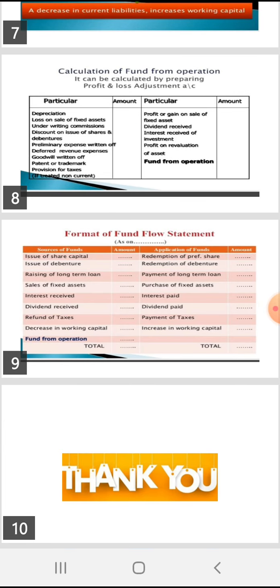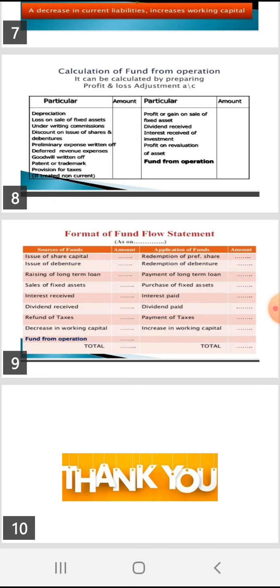Let us see the fund flow statement. Now in the fund flow statement, on one side it is written as sources of fund, and on the other side, that is the credit side, it is written as application of funds. On the sources side, the following items are included: issue of share capital, issue of debentures, raising of long-term loans, sale of fixed assets, interest received, dividend received, refund of taxes, decrease in working capital. That means the answer which is taken from the schedule of change in working capital. And last is funds from operation, means the answer which is taken from the adjusted profit and loss account.